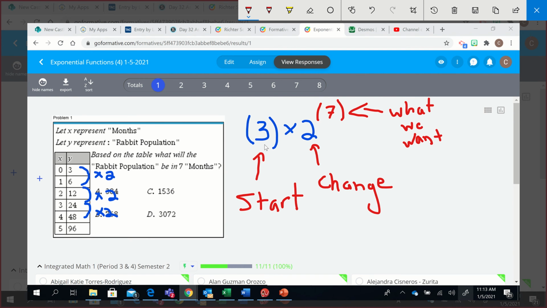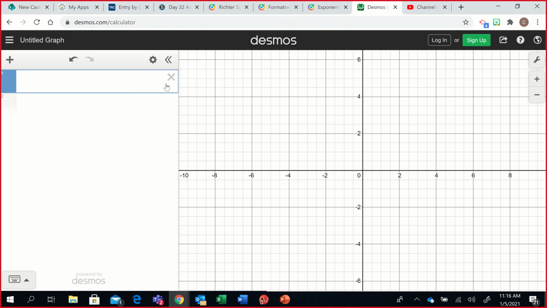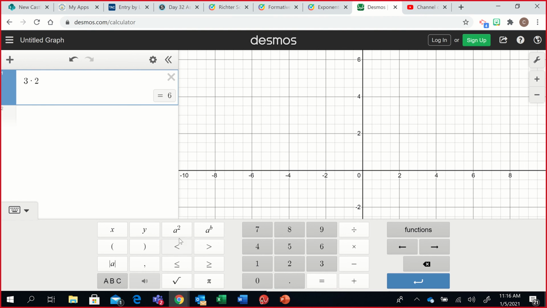All we have to do is put this in Desmos. And so I'm going to close this. So I'm going to go to Desmos. And I'm going to say, I know I'm starting at 3. And it's times. How did it change? It changed by 2. And then to get to that power thing, you can do it this way.